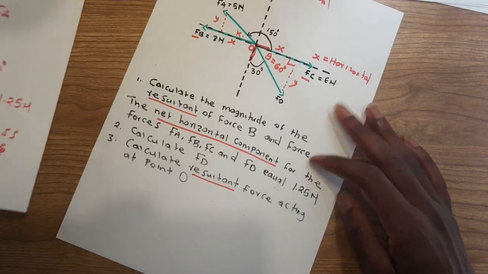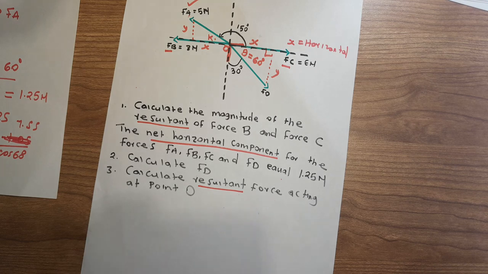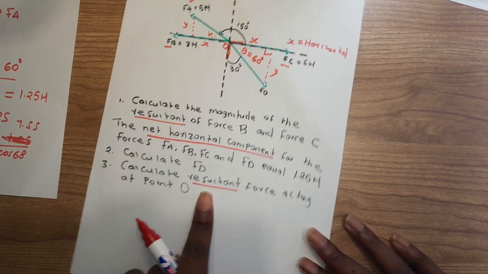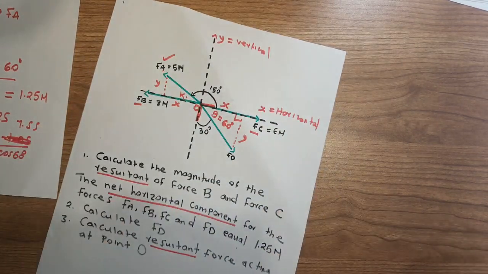Okay, now the question says calculate the resultant force acting at point O. What do you remember about the resultant force? On this question they say calculate the resultant force acting at point O. So in other words, they want us to add all these forces and find their resultant, right? So what did I teach you about finding the resultant force?